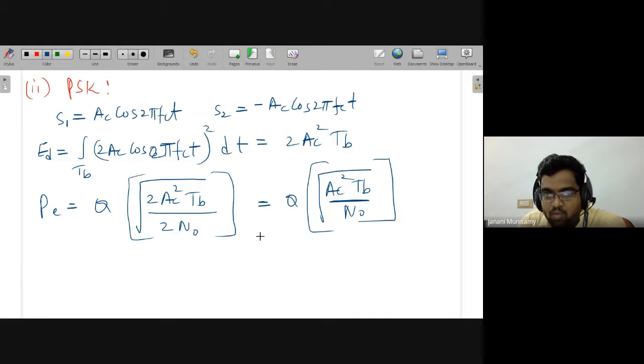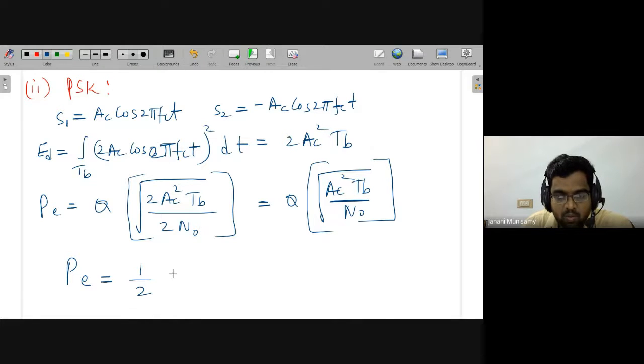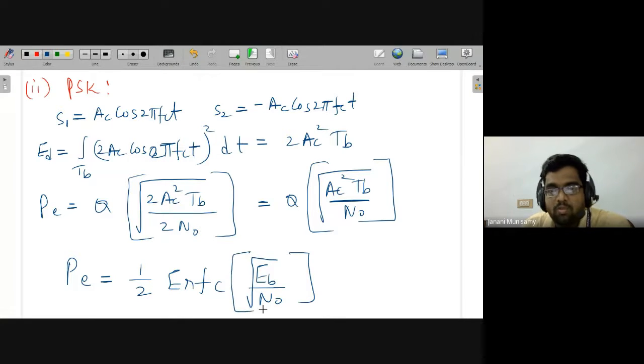Now this is the Q function. Again, I can write it in terms of the error function: 1 by 2 ERFC of EB divided by N naught. This is the error function for PSK.